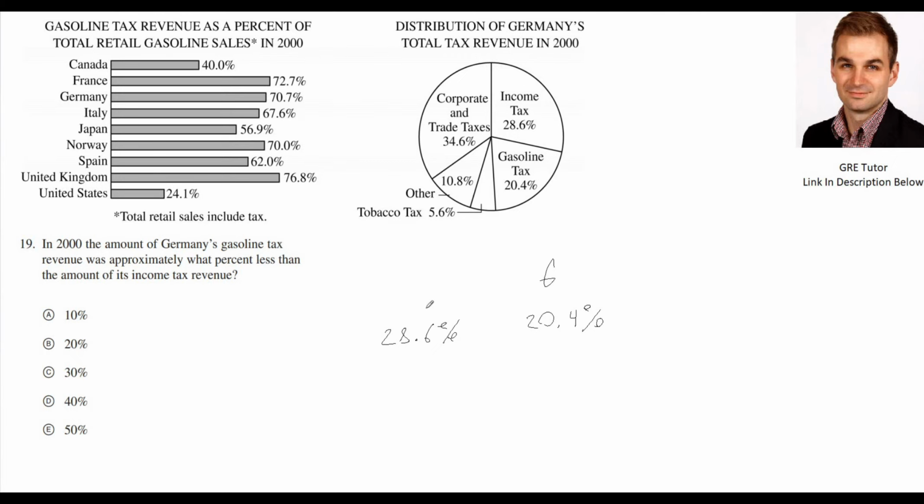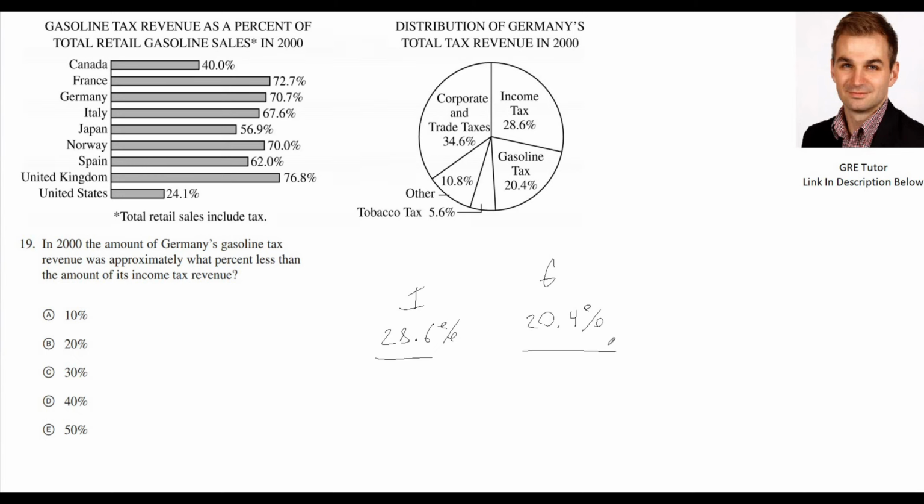These are both in relation to the total tax revenue. So this is income tax, 28.6% of the total tax revenue. This is gasoline, 20.4% of the total tax revenue. And what they want to know is what percent less than this is this.